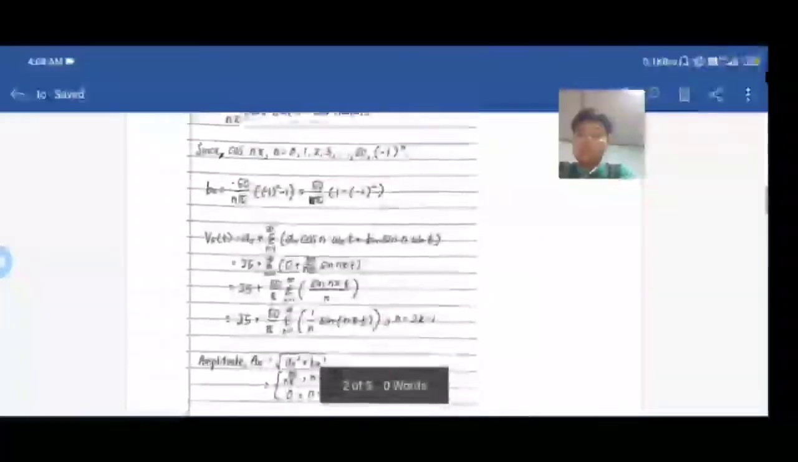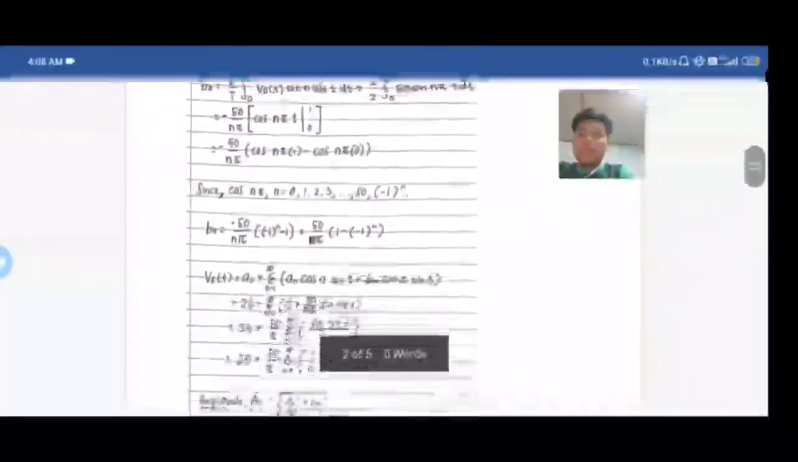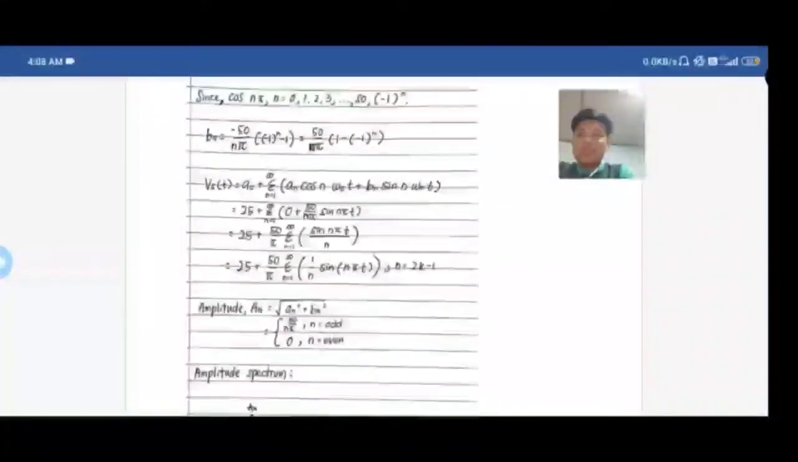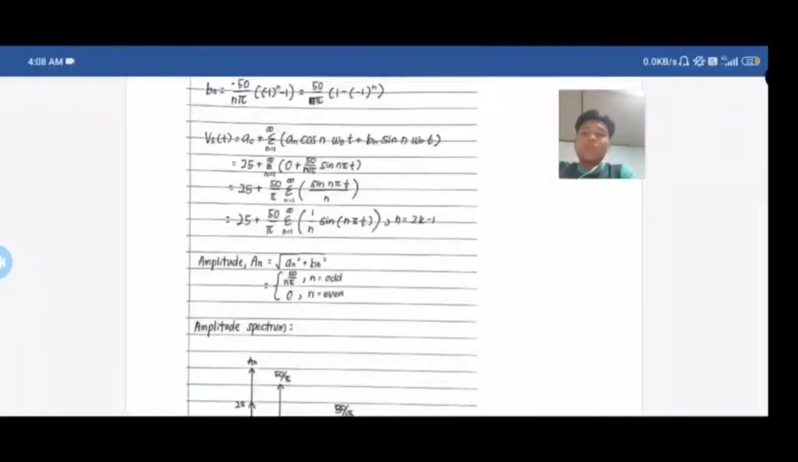We'll use the same equation for the above, and after we plug in, we'll get the answer. The last answer is Bn equal to 50 over n pi in bracket 1 minus minus 1 power of n. So for the voltage across time, we use this formula: A naught plus sigma n is equal to 1 to infinity, An cos n omega naught time plus Bn sine n omega naught time.